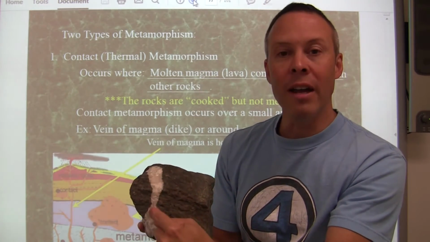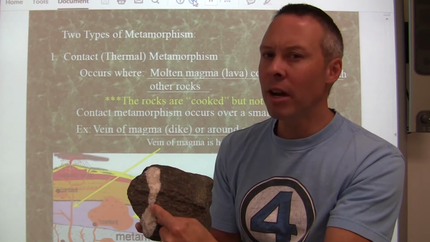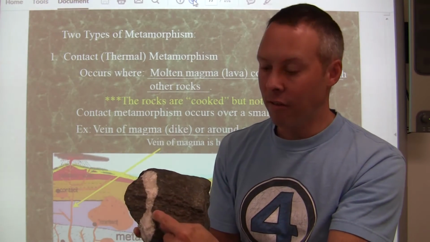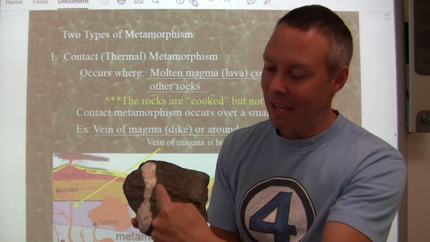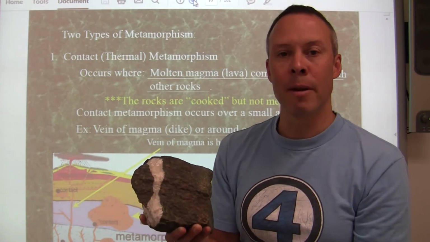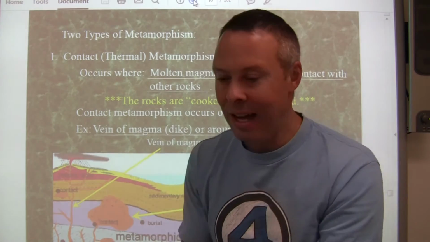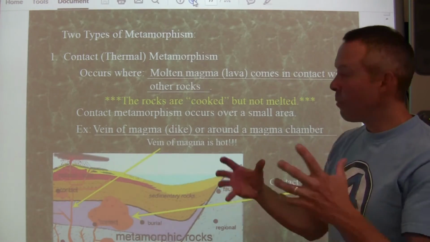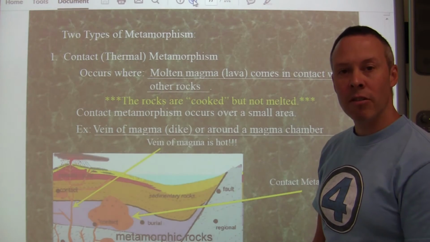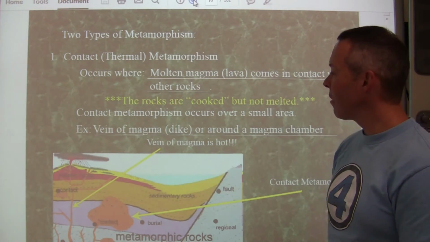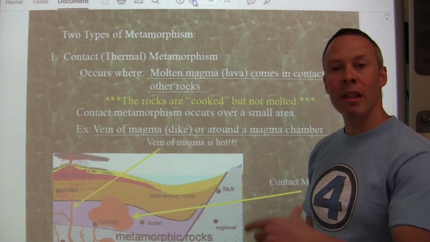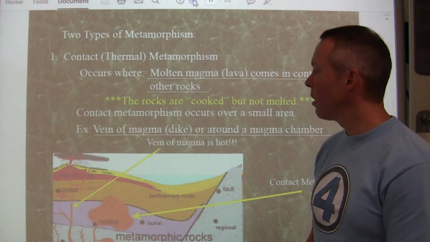This here, the white, used to be liquid. So what kind of rock is formed from liquid or molten material? Good, igneous. So what you see here is you got metamorphic, igneous, and then another type of metamorphic rock. So that is called contact metamorphism. It usually happens over a small area, right where that lava or magma is touching the other rocks, and it happens nearby veins, like where that magma, that white vein of igneous rock, is cutting through.